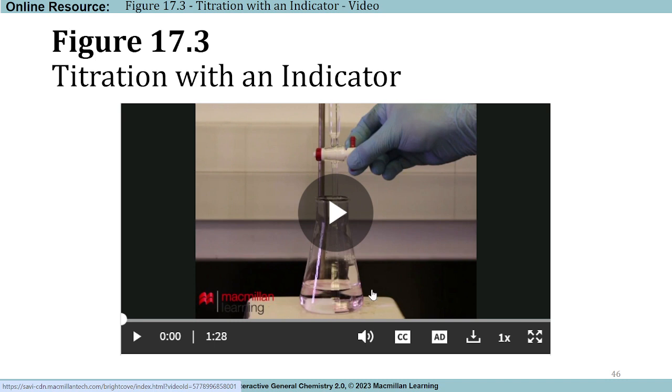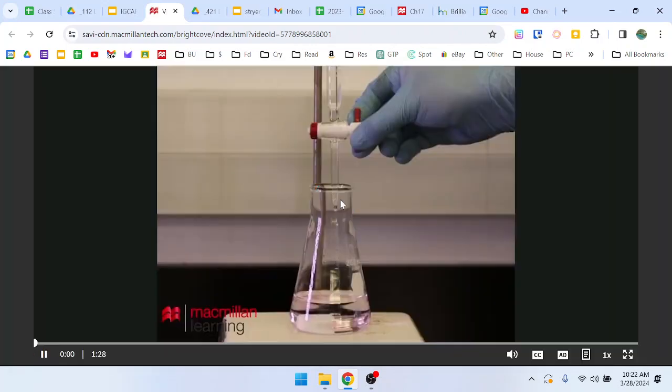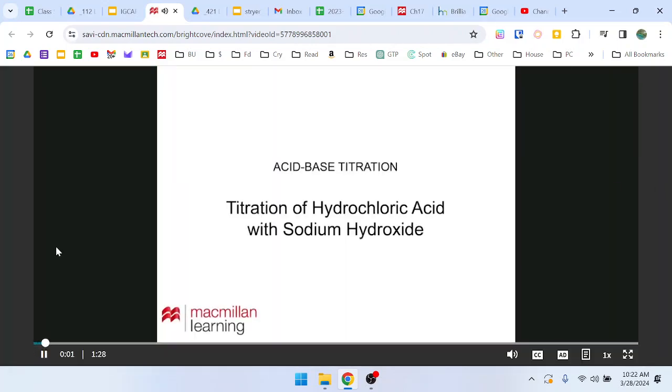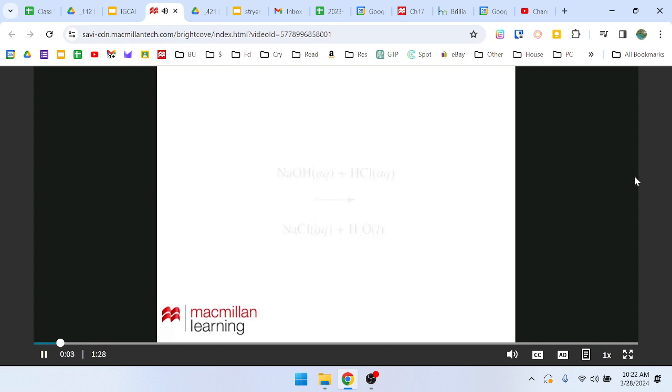So this is actually a video of titration with an indicator. Does this look somewhat familiar? Yeah, you should have done this in lab.